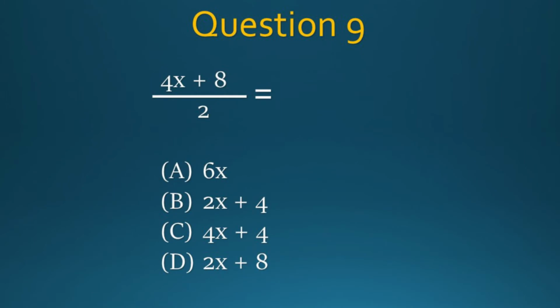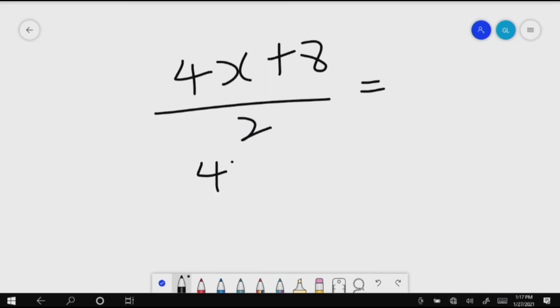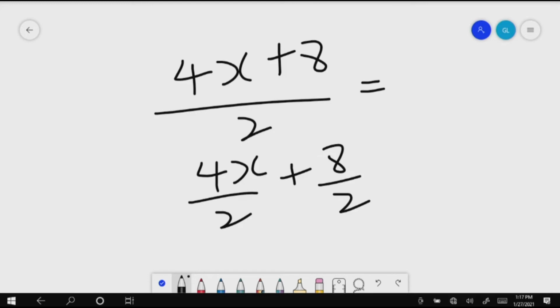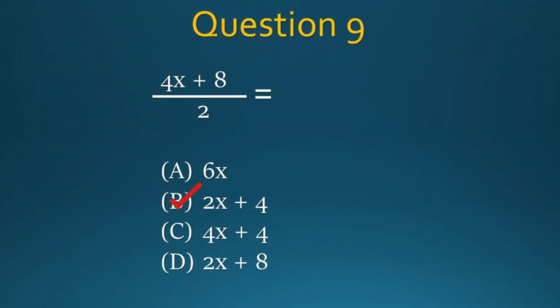4x plus 8 divided by 2 is equivalent to what? Now, in decomposing this algebraic expression, we could write this as 4x divided by 2 plus 8 divided by 2. In reducing it to its lowest term, this could be further simplified as 2x plus 4. Hence, our solution there is B.